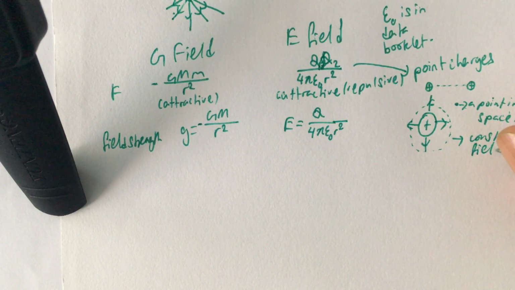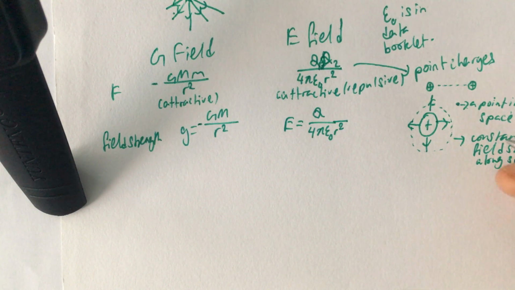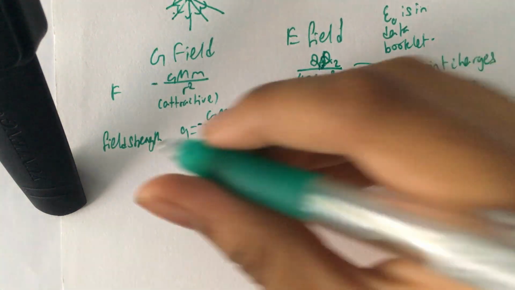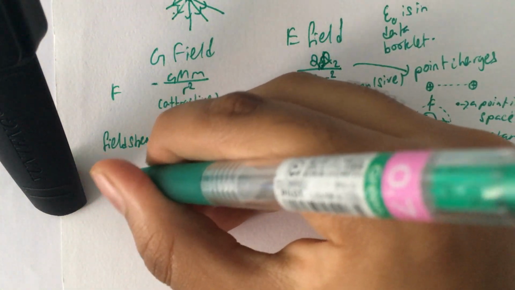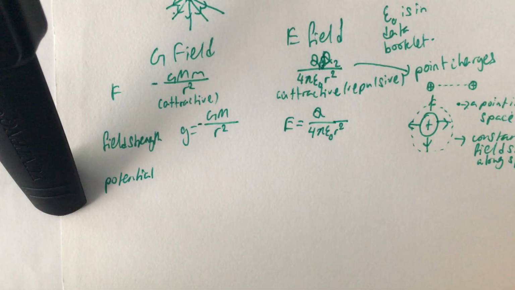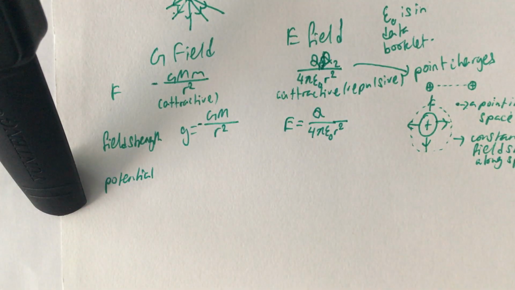Okay. So the next thing that we'll be looking at is the potential. In gravitational field we have the potential as well, right? So we have the gravitational potential and the gradient of it, in a way.